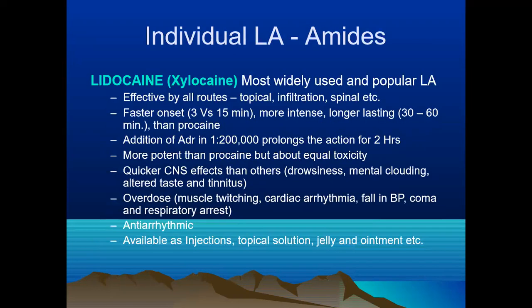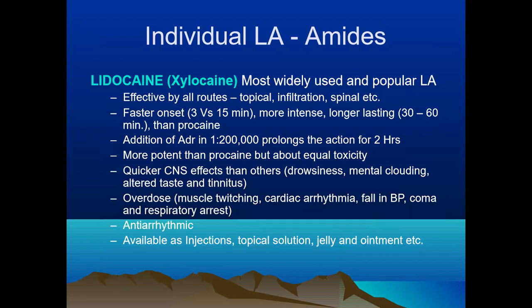The other one is lignocaine, which is the most commonly used in our setup, and this one is effective by all routes. It can be used topically, you can infiltrate, and you can also use it spinally. Onset is fast, 3 to 5 minutes, and it is more intense and longer lasting, about 60 minutes, than procaine. When it is added to adrenaline at a dose of 1 in 200,000, it prolongs the action to about 2 hours. But the biggest problem is that it can also cause rebound bleeding. It is more potent than procaine, but about equally toxic.